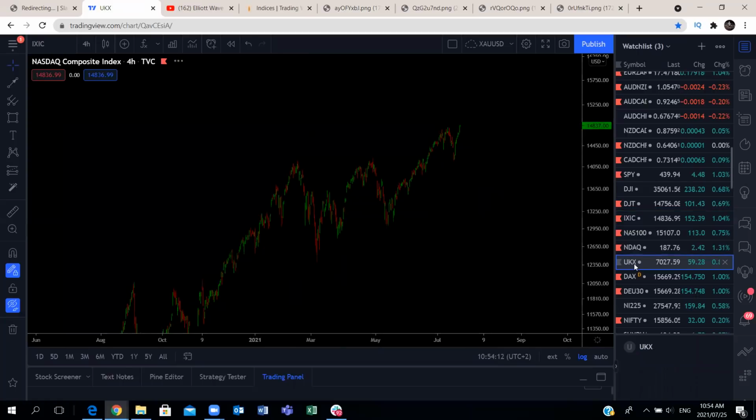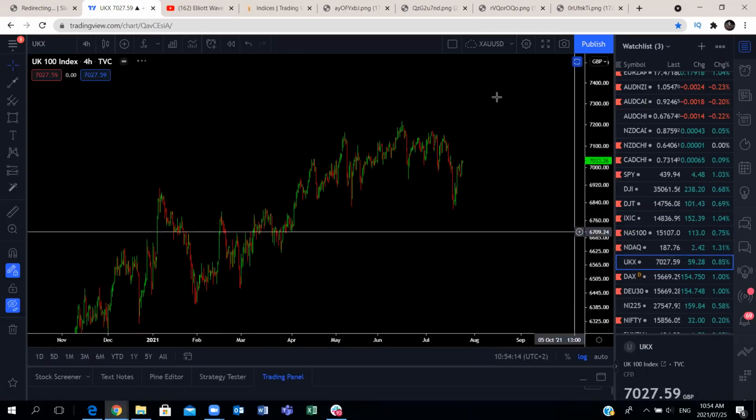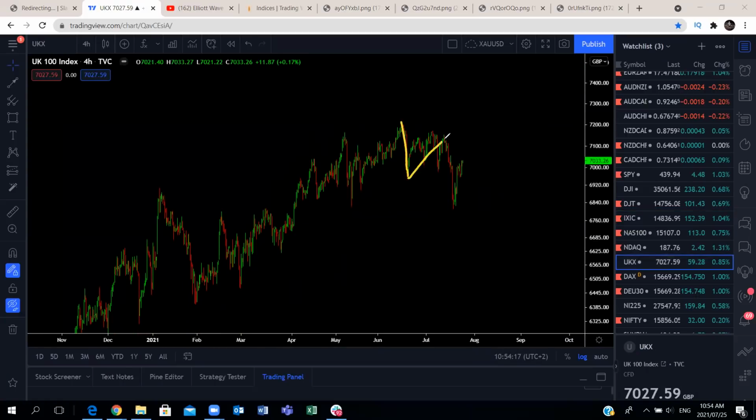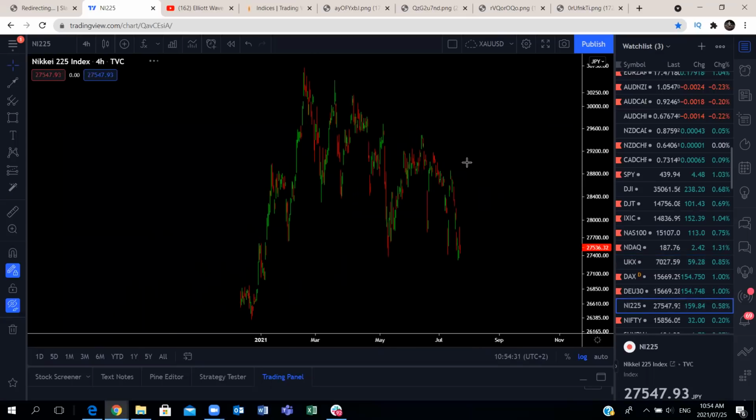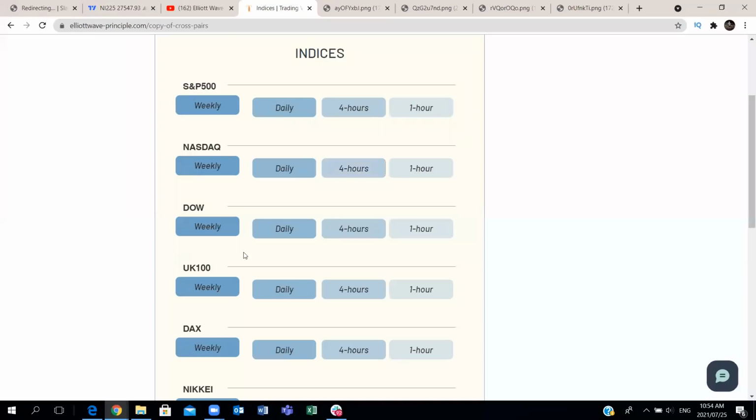UK 100, from the last week, you saw the trade setup where we had this one here. We focused that we're going to have this move to the downside and then upside. We've made those 2 moves, and we expect continuation to the upside. DAX, we've already gone through that. Nikkei, let's go again to our charts.